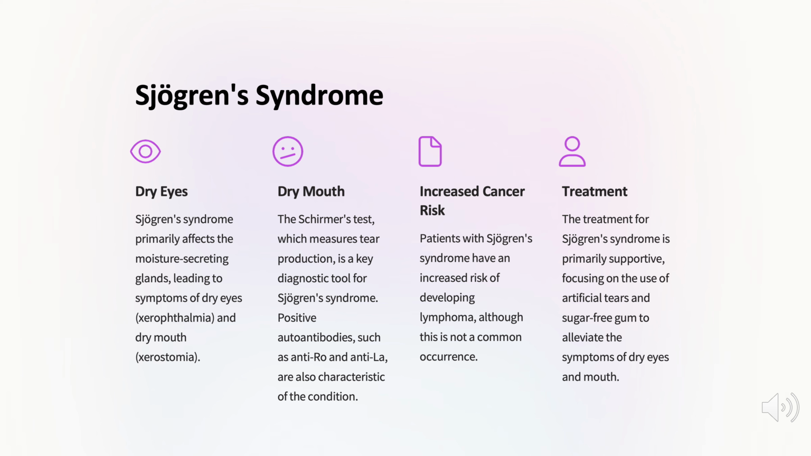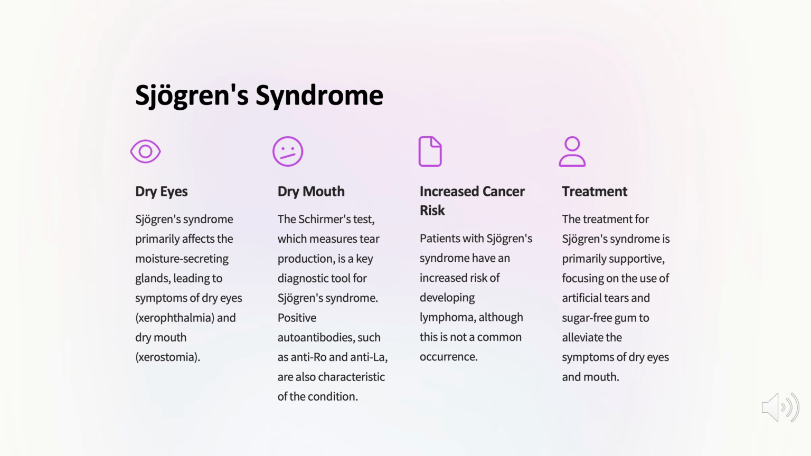Sjogren's syndrome is a chronic autoimmune disorder that primarily affects the moisture-secreting glands, resulting in symptoms of dry eyes, xerophthalmia, and dry mouth, xerostomia. A key diagnostic tool for Sjogren's syndrome is the Schirmer's test, which measures tear production. Additionally, the presence of positive autoantibodies such as anti-Ro and anti-La is characteristic of the condition. Patients with Sjogren's syndrome have an increased risk of developing lymphoma, although this is not a common occurrence.